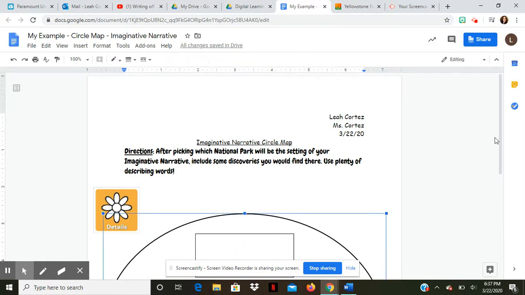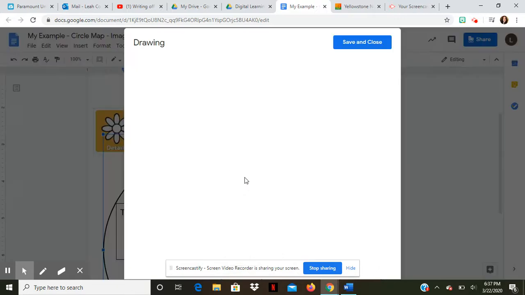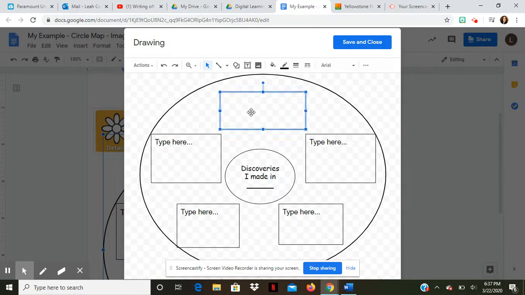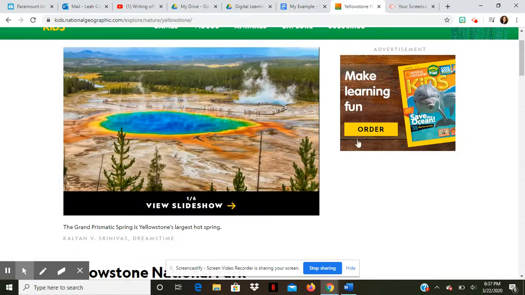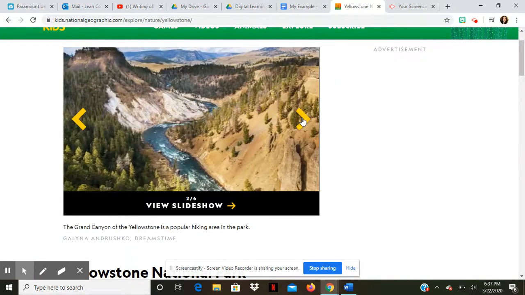Then I go back to my circle map, scroll down so I can see it, double tap. Do not forget to double tap, please. I'm going to go ahead and type steamy hot springs. Save and close. Go back. Keep on exploring. What other discoveries would I find?